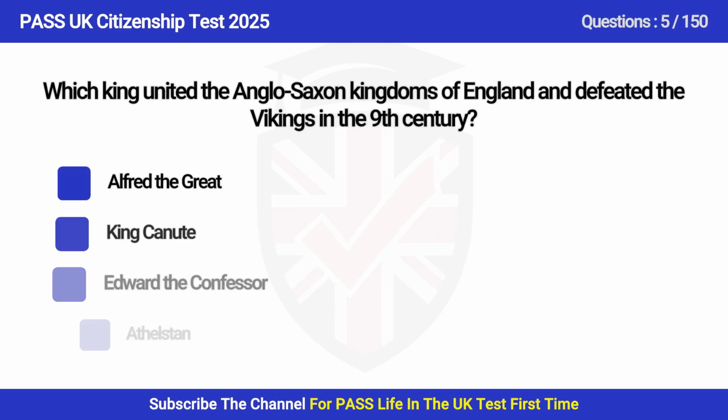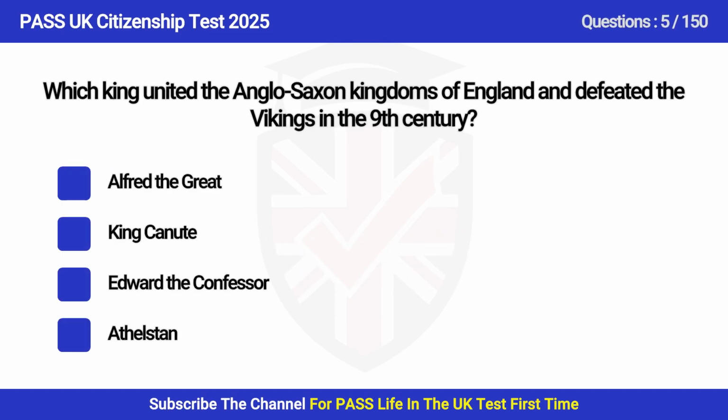Question 5. Which king united the Anglo-Saxon kingdoms of England and defeated the Vikings in the century? A. Alfred the Great, B. King Canute, C. Edward the Confessor, D. Athelstan.